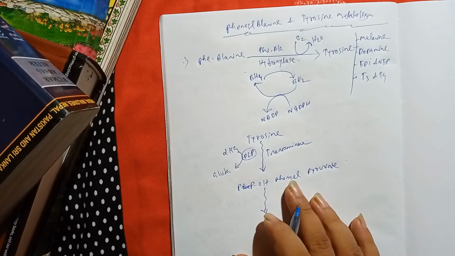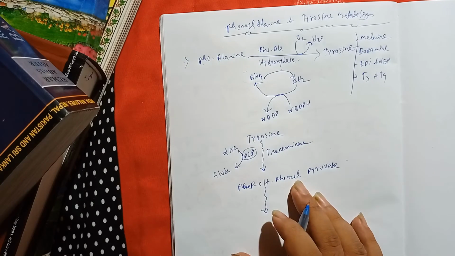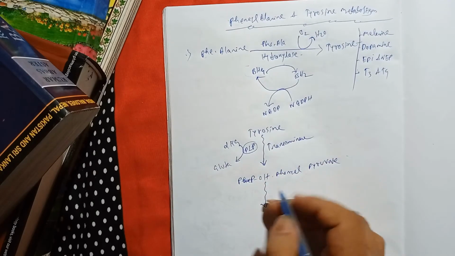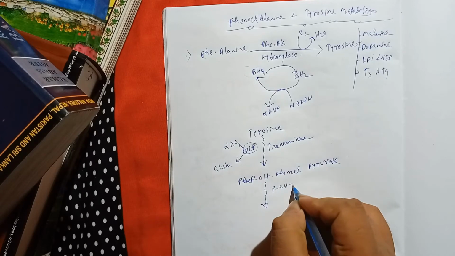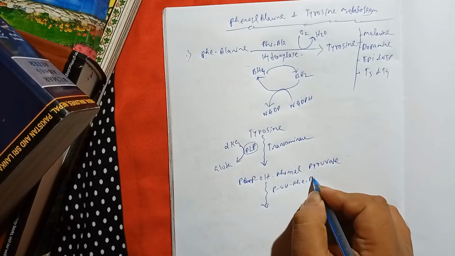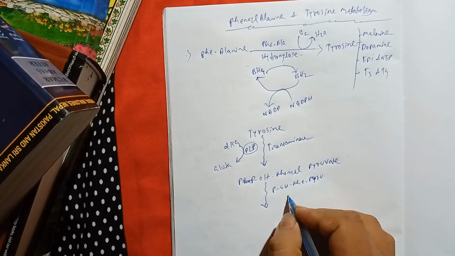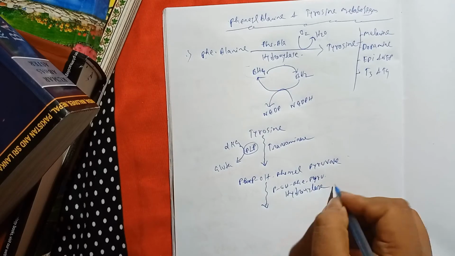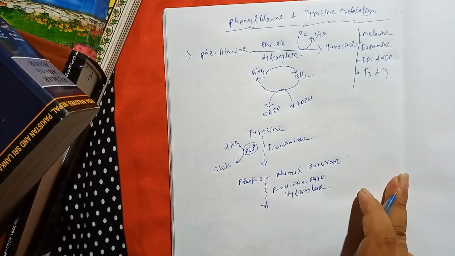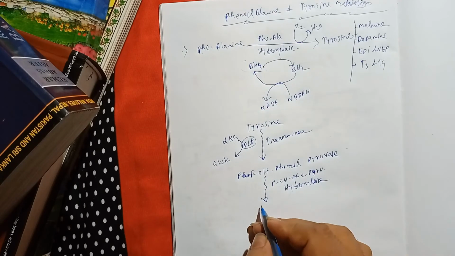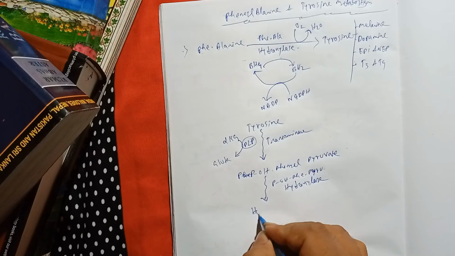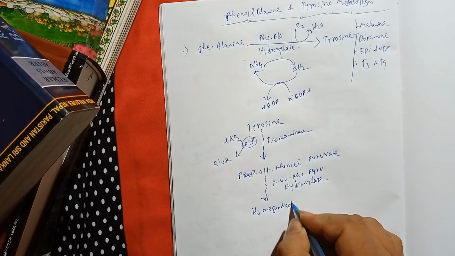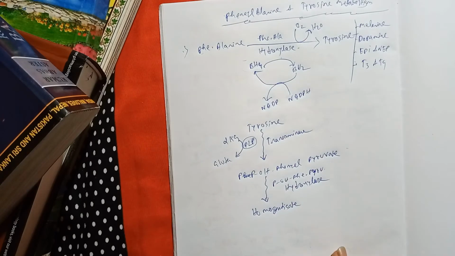There is one more step here, by the action of one more enzyme. I have to write the name of the substrate: POH, PHE, pyruvate, and the enzyme is hydroxyphenylpyruvate hydroxylase. By the action of the enzyme, the hydroxyphenyl pyruvate will get converted into homogentisate, or you can say homogentisic acid. Okay, whatever you can say.